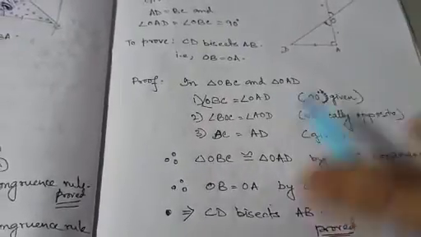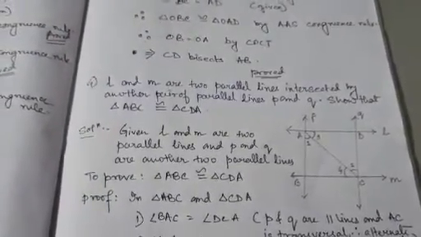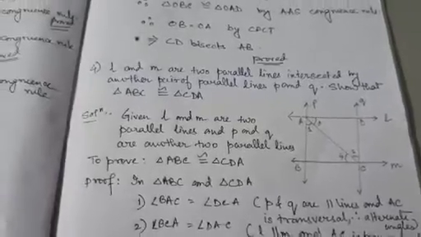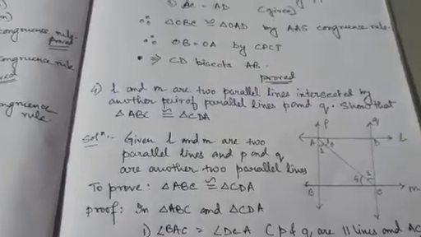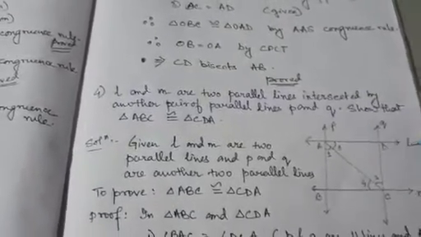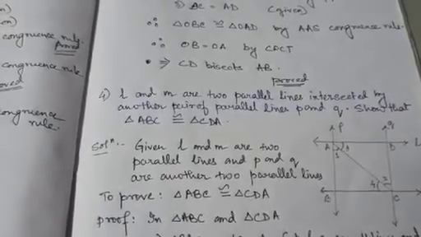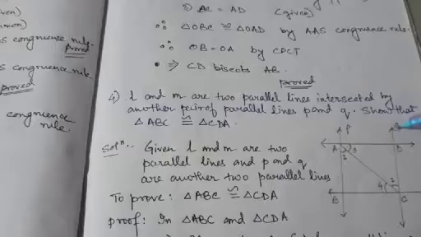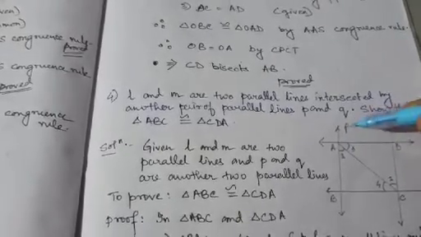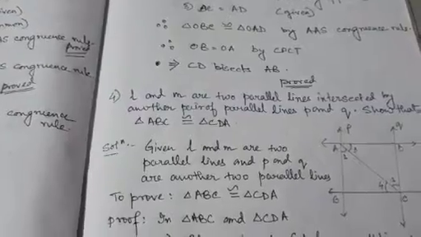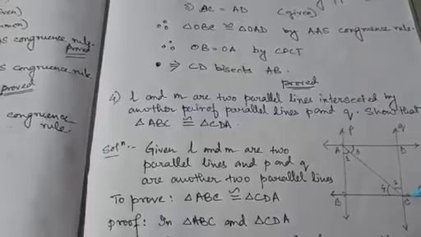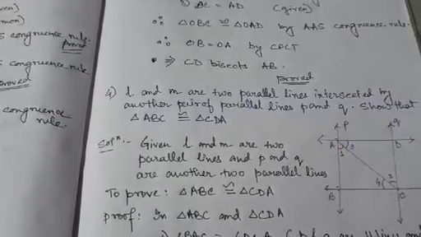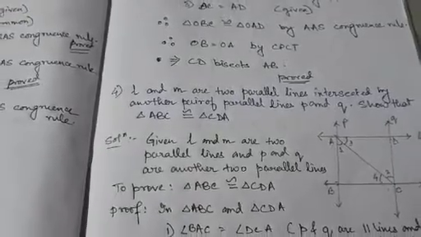And today's last sum is question number 4. Now for question number 4, the question is like this. L and M are two parallel lines intersected by another pair of parallel lines P and Q. You can see the diagram. L and M are parallel lines and they are intersected by another pair of parallel lines, that is P and Q. Show that triangle ABC, look at triangle ABC, this one, and triangle CDA, that is the top triangle, are congruent to each other.